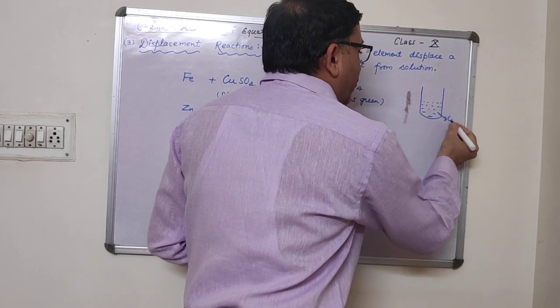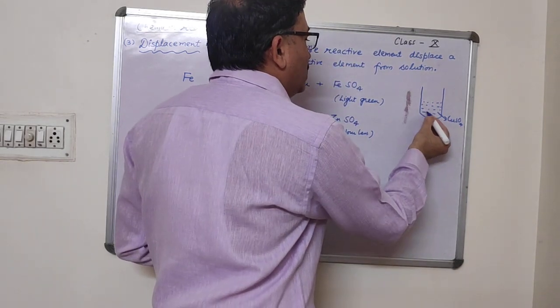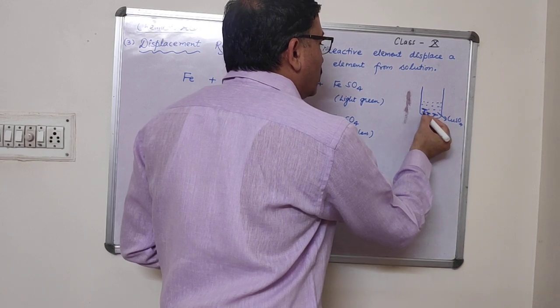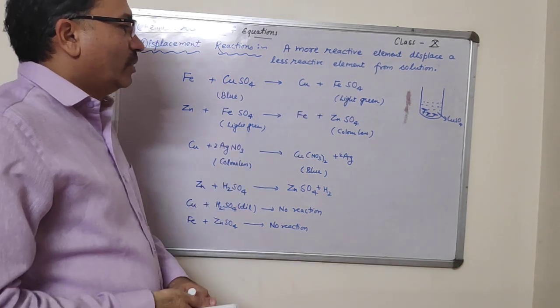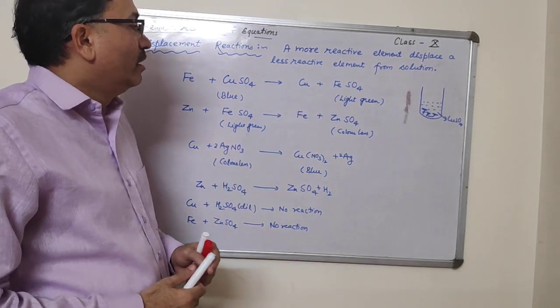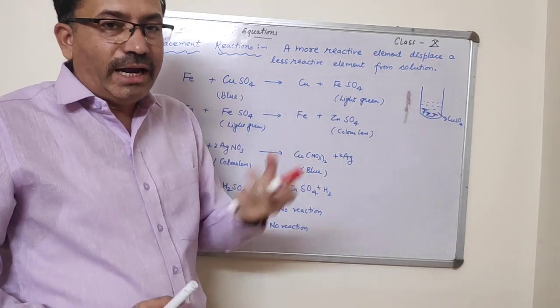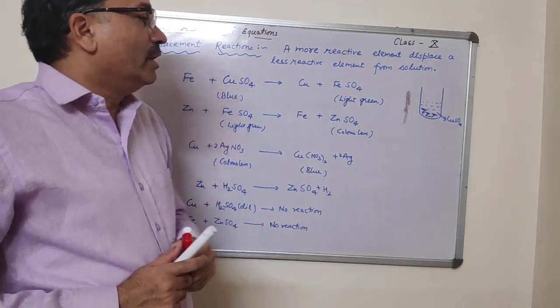It's copper sulfate. And when we add iron nails or some other iron object in this solution, after some time what we find is that there will be a brown colored deposition of the copper at the bottom, and your blue solution turns to light green.